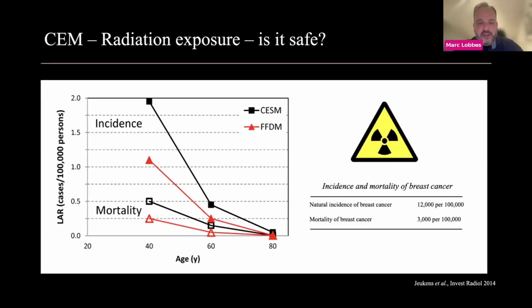For example, if you look here at this image, which compromises the lifetime attributable risk factor, so the chances that you get breast cancer due to an image exposure or that you die of it, is very small. For example, look at relatively young women with the age of 40. When you look at full field digital mammography, which are the red lines, you have an incidence of approximately 1 in 100,000 when you do an image exposure in these rather young women. It's doubled. You can say it's doubled to 2, but it's still 2 in 100,000 the risk.